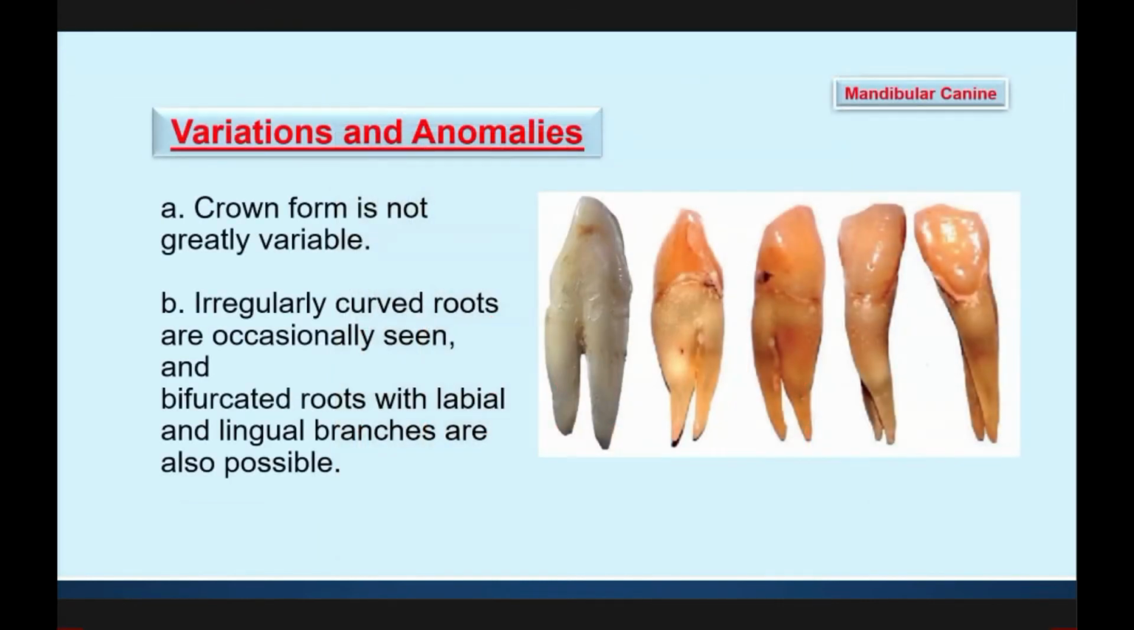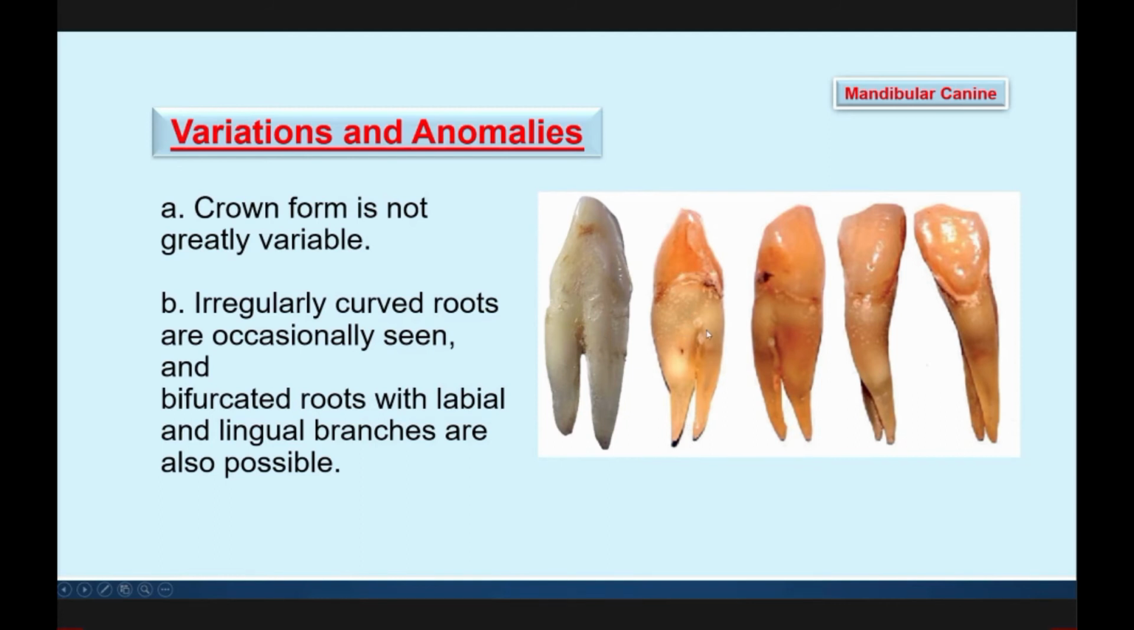Variations and anomalies: the crown form is not greatly variable. Crown form is similar, but irregular curved roots are occasionally seen, and bifurcated roots with labial and lingual branches are also possible. You see, the developmental depression is so big that the apical area of the root is divided into two parts. Actually, it was a single root like this, but the depression on the mesial and distal surface is so deep that it has divided the root in the apical area into two parts. And the canal is also two canals.